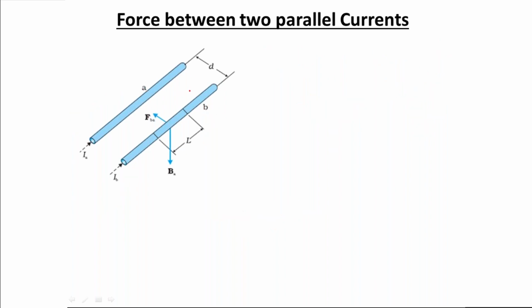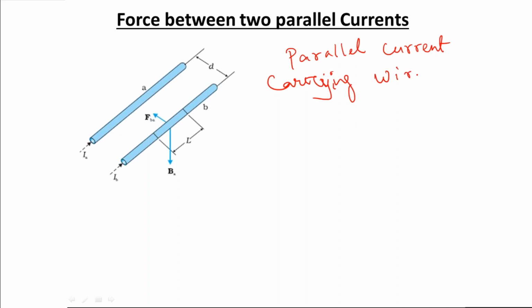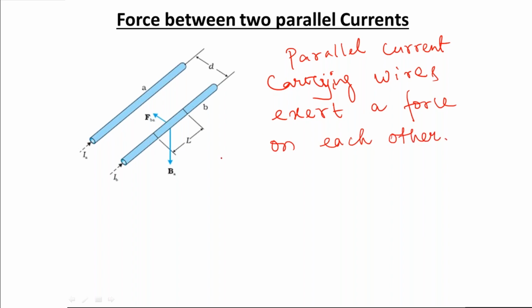So parallel current carrying wires will exert a force on each other. Okay. So parallel current carrying wires exert a force on each other. So this is the main thing here. They will actually exert force on each other.